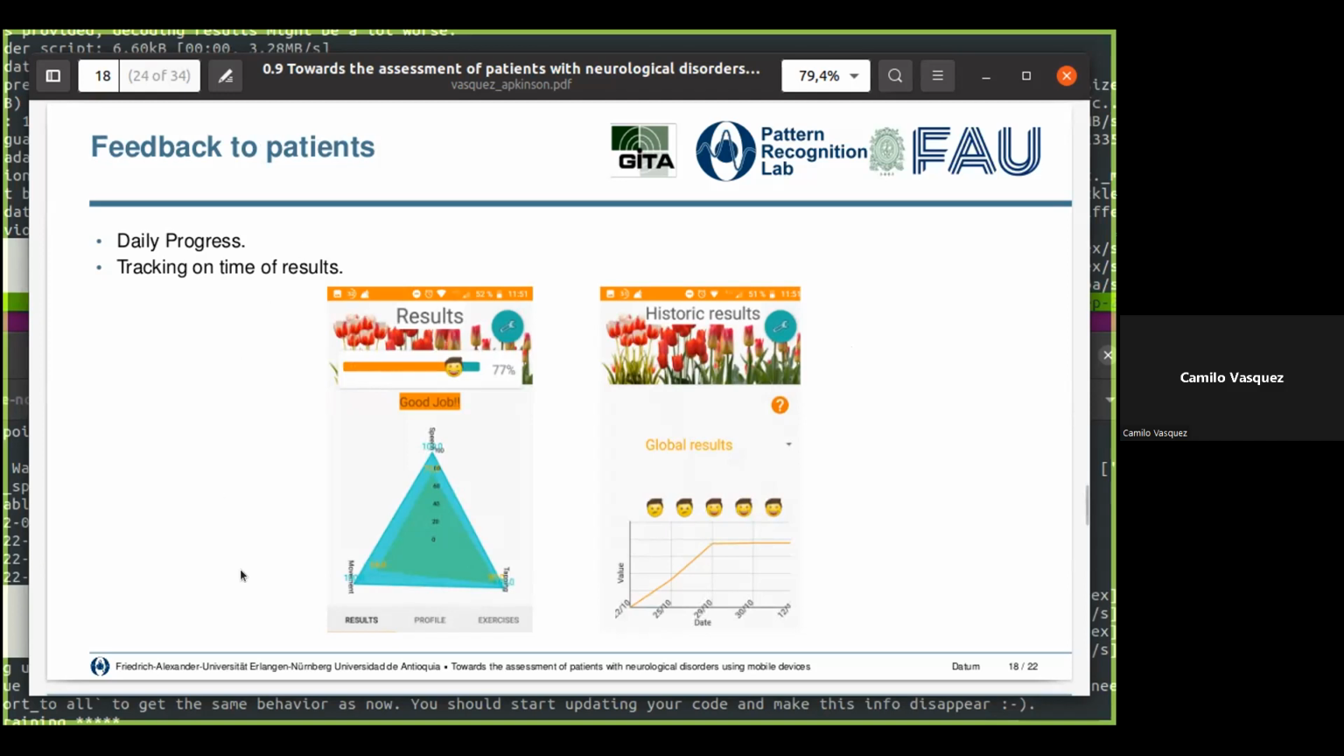And every day we show this screen to the patients. So, okay, today you have 77% level, the results you have in terms of speech, tapping, and movement. And then within the different days that the patient performs the different exercises, we track the progression of the performance of the patient when they do the different exercises.